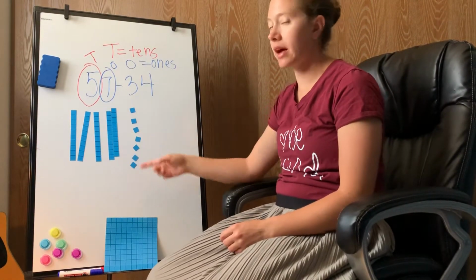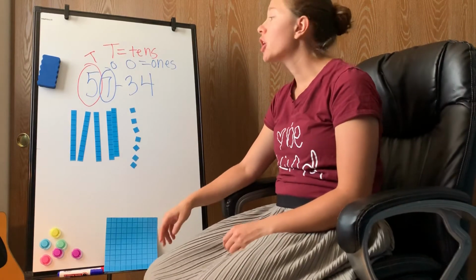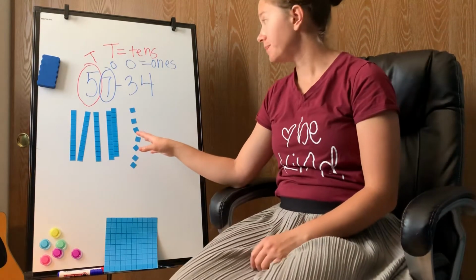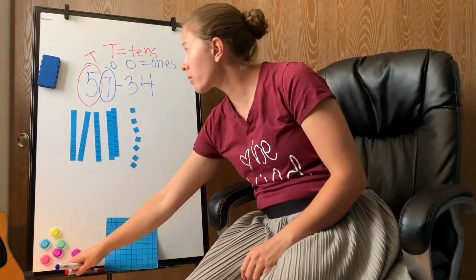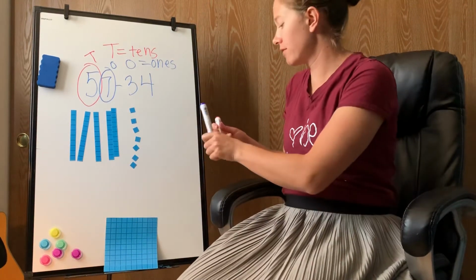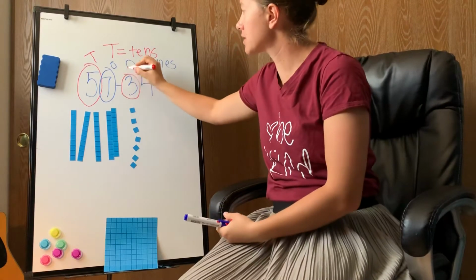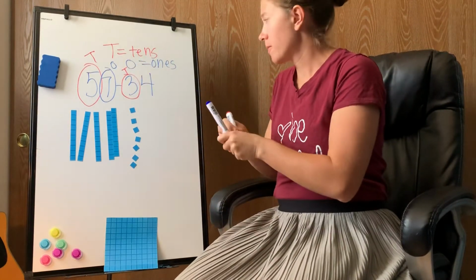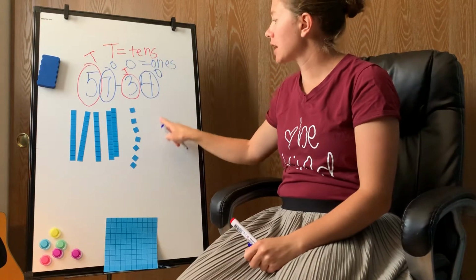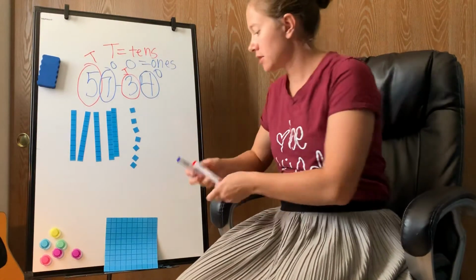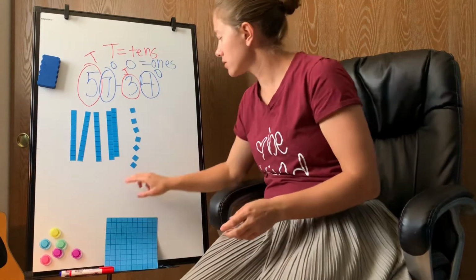The reason behind that is when you need to regroup, you'll need to be in the habit of doing that. I can circle my tens and my ones place again to make sure I don't get confused between the two places and the place value. So I can see that I need to take away 4 ones. So I'm going to take away 4 ones.